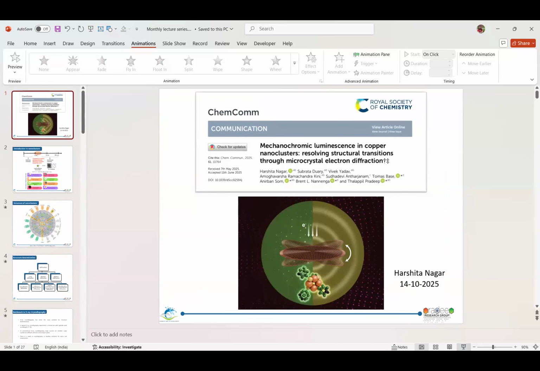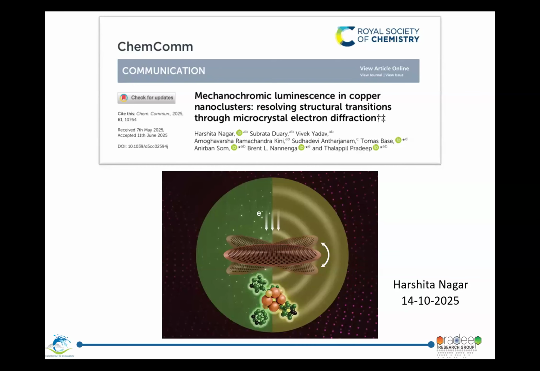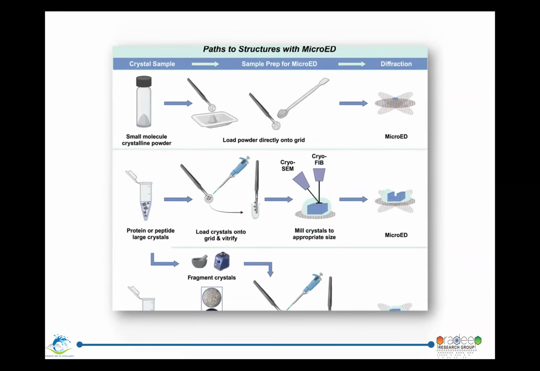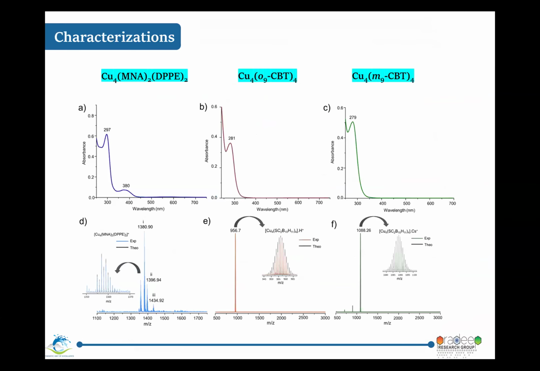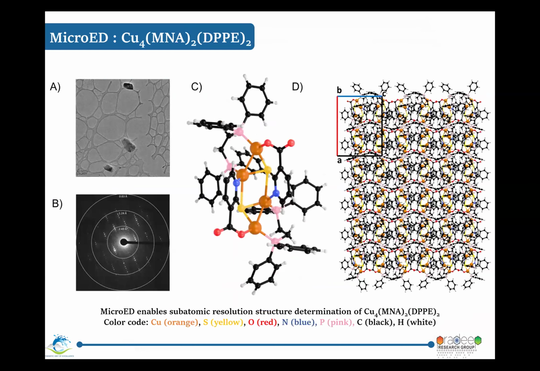Harshita, excellent talk. I am curious to know about the micro-ED data. In the case of your MNA2 DPP2 data, the fringe lines are discontinuous, but in the case of the M9 CBT ligand, the data is somewhat continuous. You can see in figure B, there the fringe lines are. Are you talking about the diffraction pattern? Yes, exactly. I want a brief idea about what these fringe lines are and what these concentric circles denote.